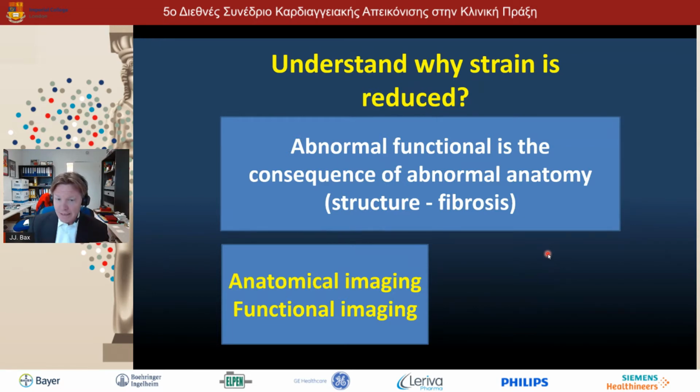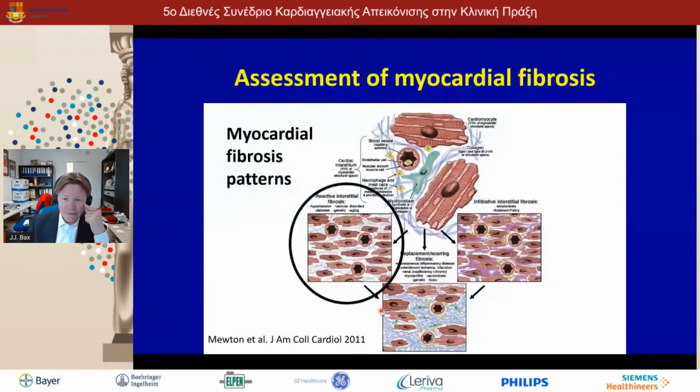And the atrium has to empty against a stiff ventricle, therefore it is getting dilated. LAVI is going to increase, function is going to go down, but also the strain of the atrium is going to go significantly down. Anatomical imaging translating into functional imaging is what we're using. Let's talk about the anatomical imaging.